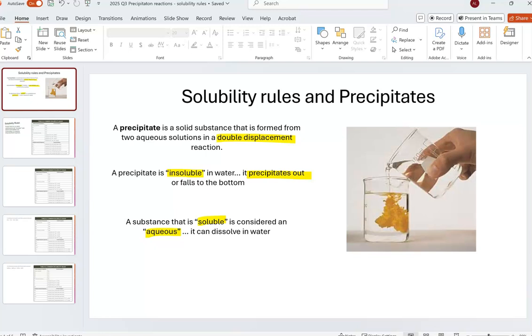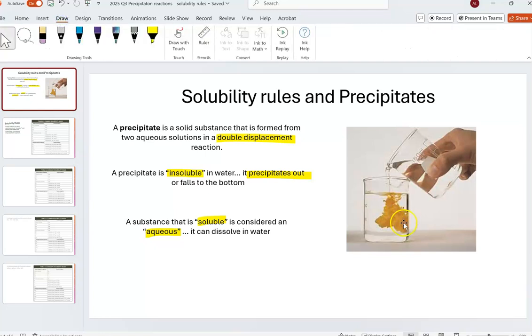First of all, I want to talk a little bit about precipitates, and then I'm going to talk about solubility rules. Remember, solubility is the ability of something to dissolve or not dissolve. If something is insoluble, it does not dissolve. If it is soluble, it will dissolve. A quick reminder, a precipitate looks like this, a cloudy-like substance. They could be any color really. This one just happens to be yellow.